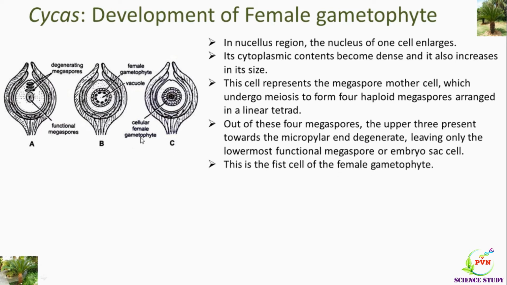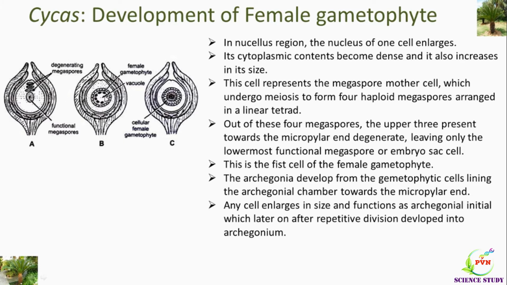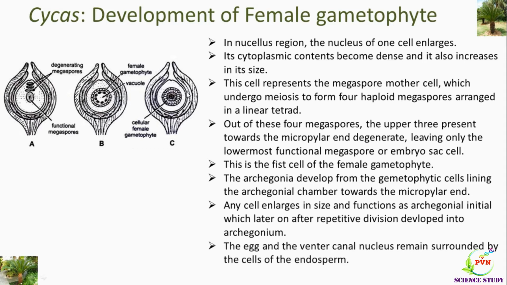This is the first cell of the female gametophyte. Now the female gametophyte is going to develop archegonia. Any cell enlarges in size and functions as the archegonial initial, which later on after repetitive division develops into the archegonium. In the archegonium, the egg and the ventral canal nucleus remain surrounded by the cells of the endosperm. So this is all about the development of the female gametophyte.